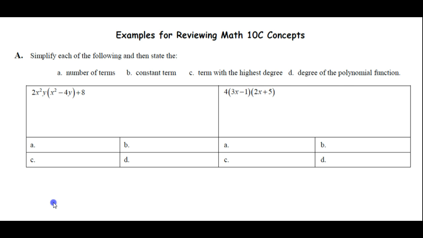So what do we have to do? We need to apply the distributive law, taking this term out front and multiplying it by this, and then we have to add 8 at the end, right? And then we collect any like terms. So what is 2x squared y times x squared?